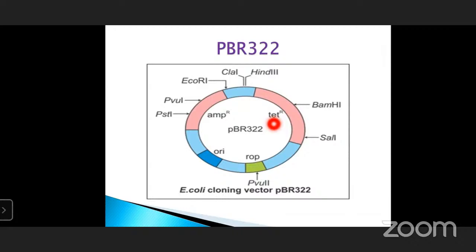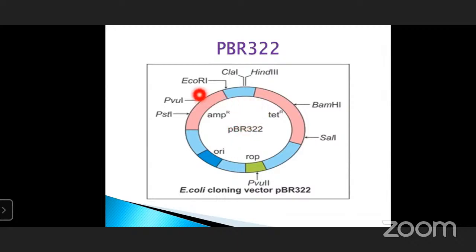By the presence of these antibiotic resistant regions, the bacteria can tolerate antibiotics which are added to the culture medium to prevent contamination. They are also used as marker genes for the identification of rDNA from normal DNA molecules.